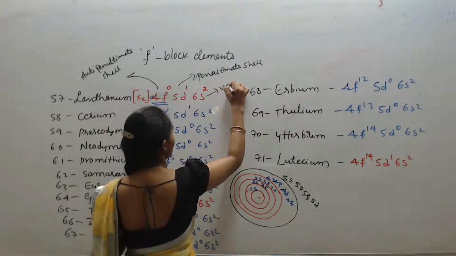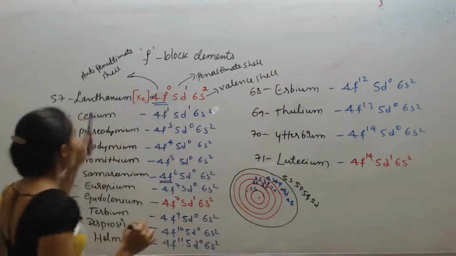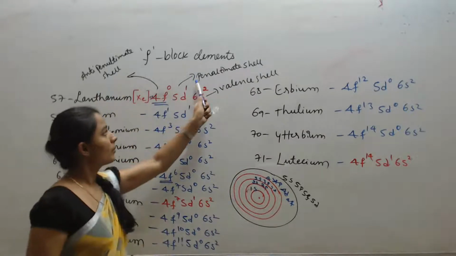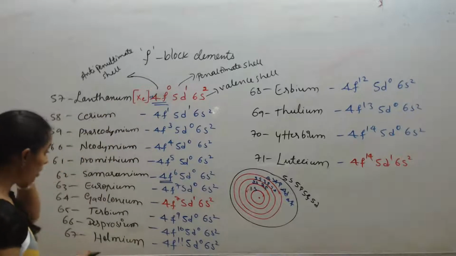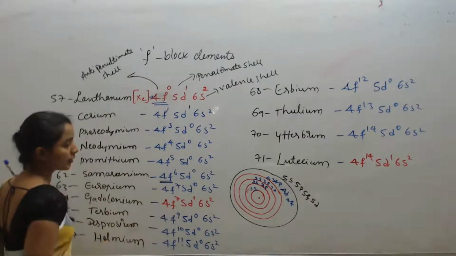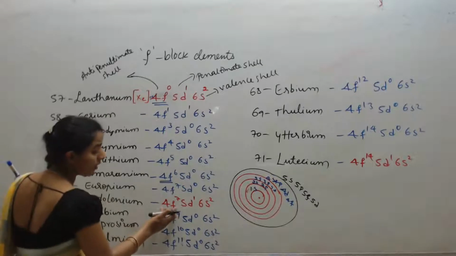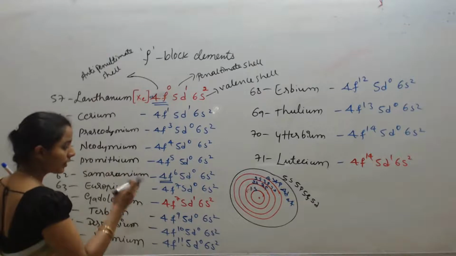This is valence shell. I think you know about that. Anti-penultimate means f, penultimate means d, valence shell means s. So here what happens, students? As we keep on increasing, the addition of electrons takes place in what? The inner orbital, that is the anti-penultimate shell, resulting in the formation of f block elements.